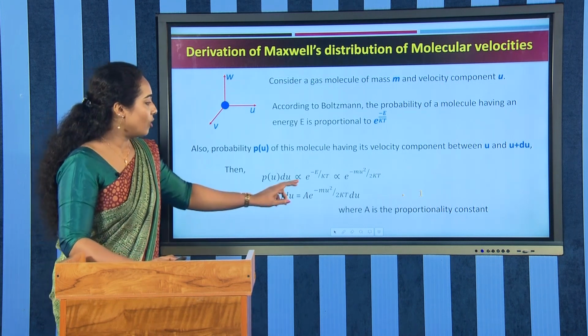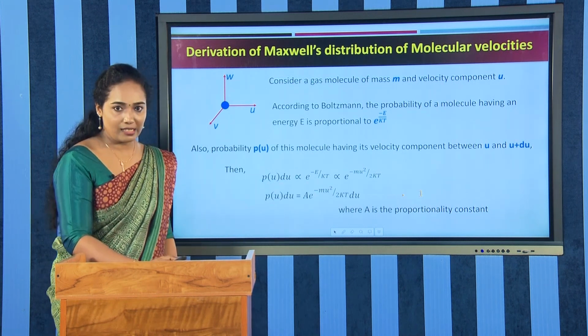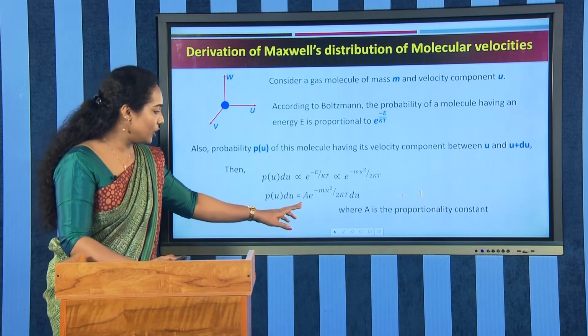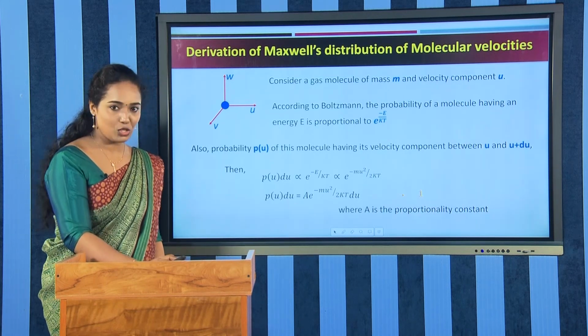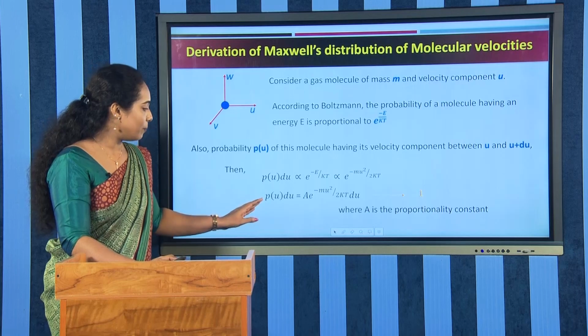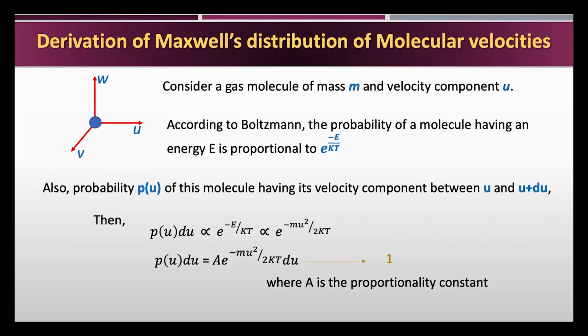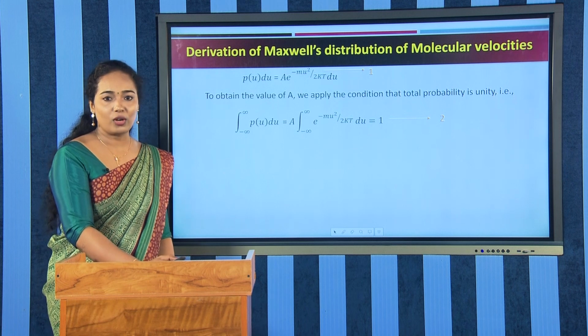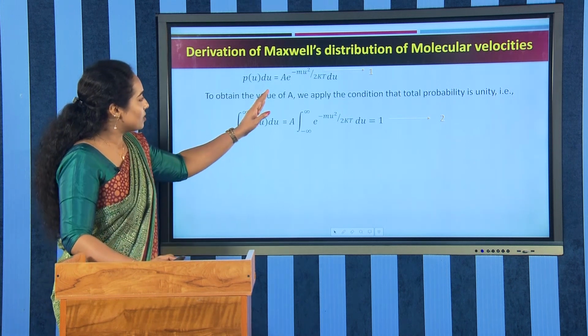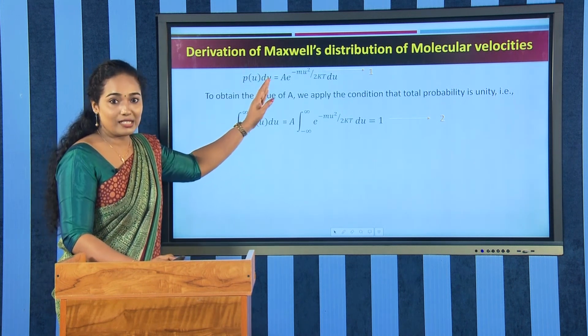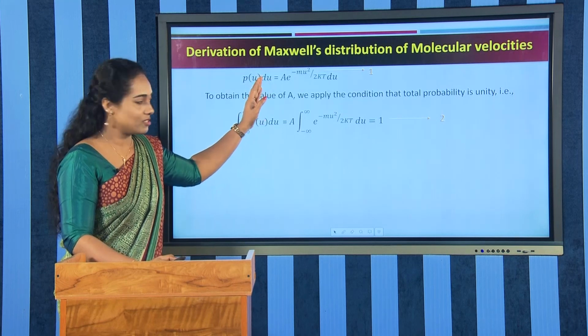Okay. And in order to remove this proportionality sign, we introduce the proportionality constant A to our equation, that is, we get P(u) du is equal to A e raised to minus mu square divided by 2kT into du. And now our next focus is to understand what is the value of this proportionality constant A.